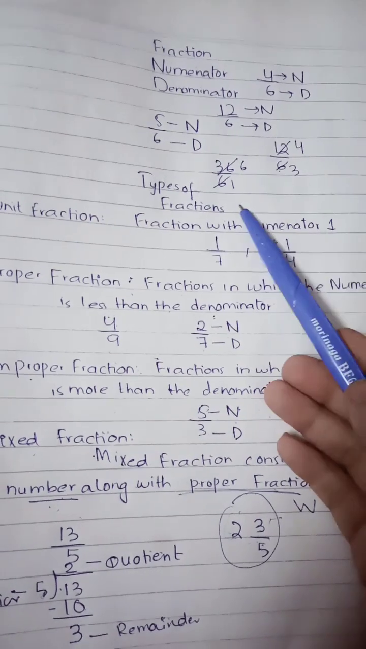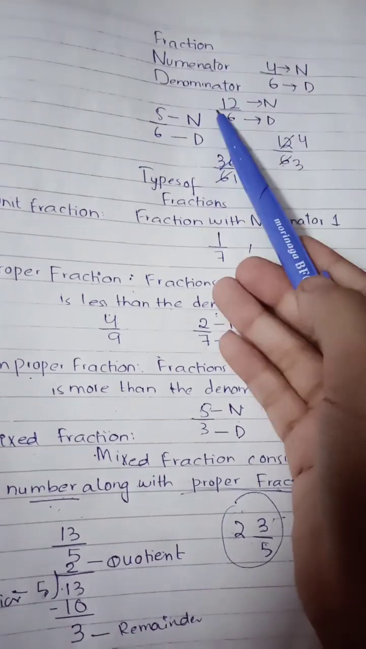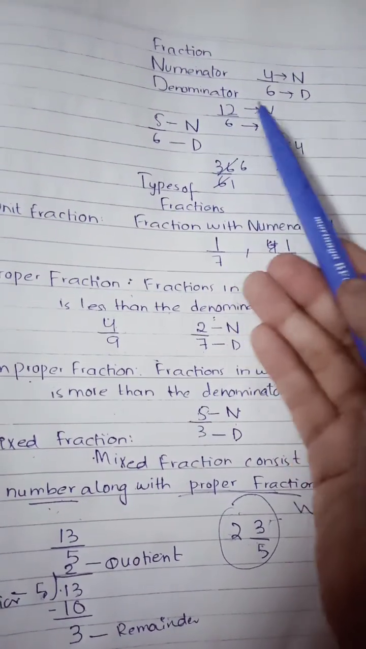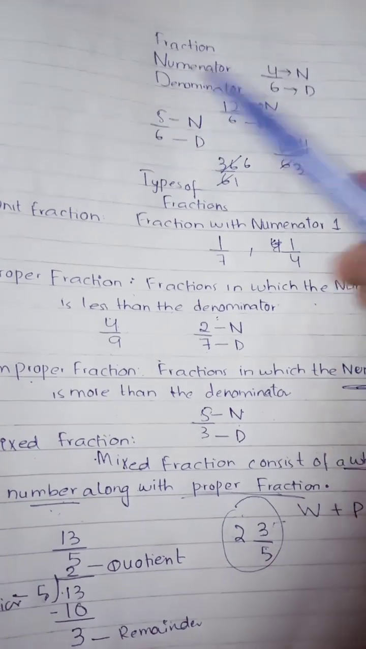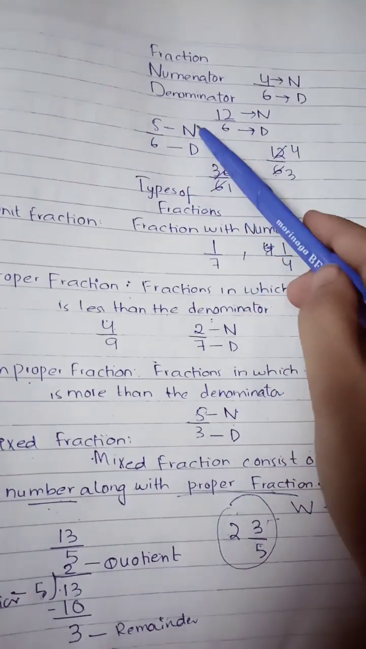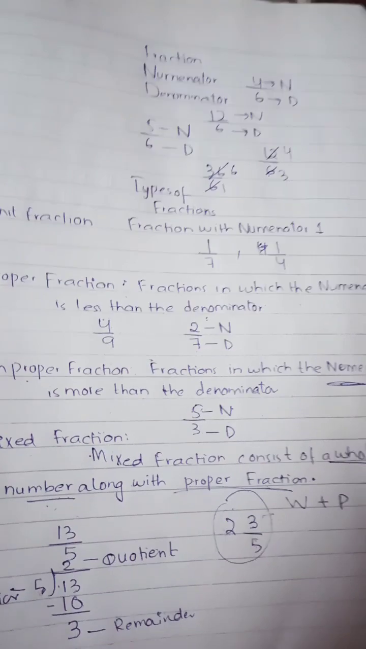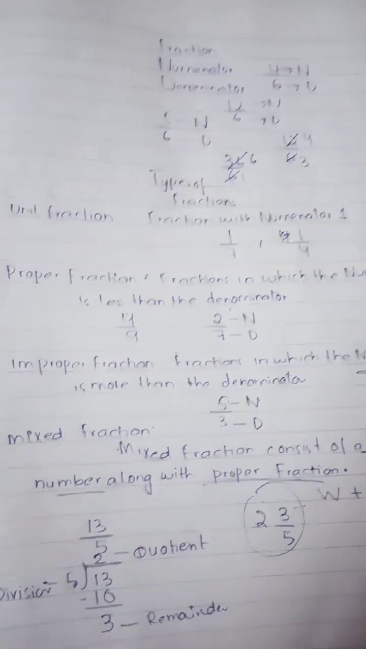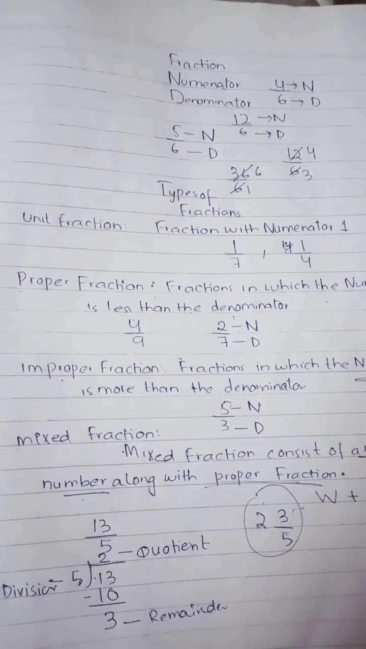Let's take another example. 12 upon 6. Here you can say 12 is the numerator and 6 is the denominator. 5 upon 6. Here 5 is the numerator and 6 is the denominator. So these are examples of fractions. Now we are going to discuss the types of fractions.